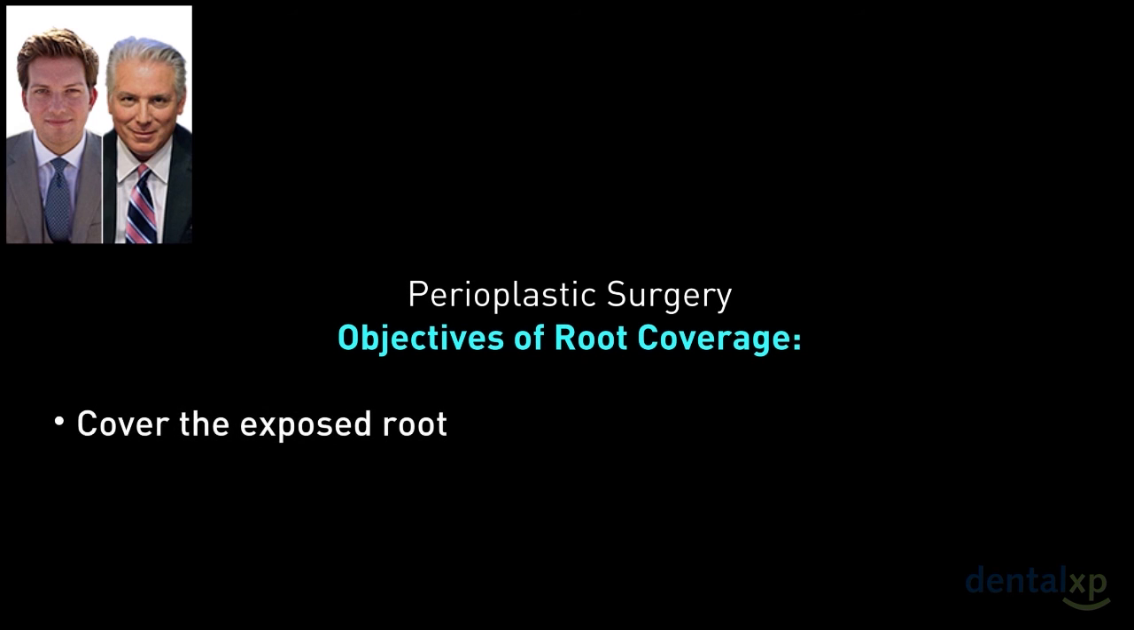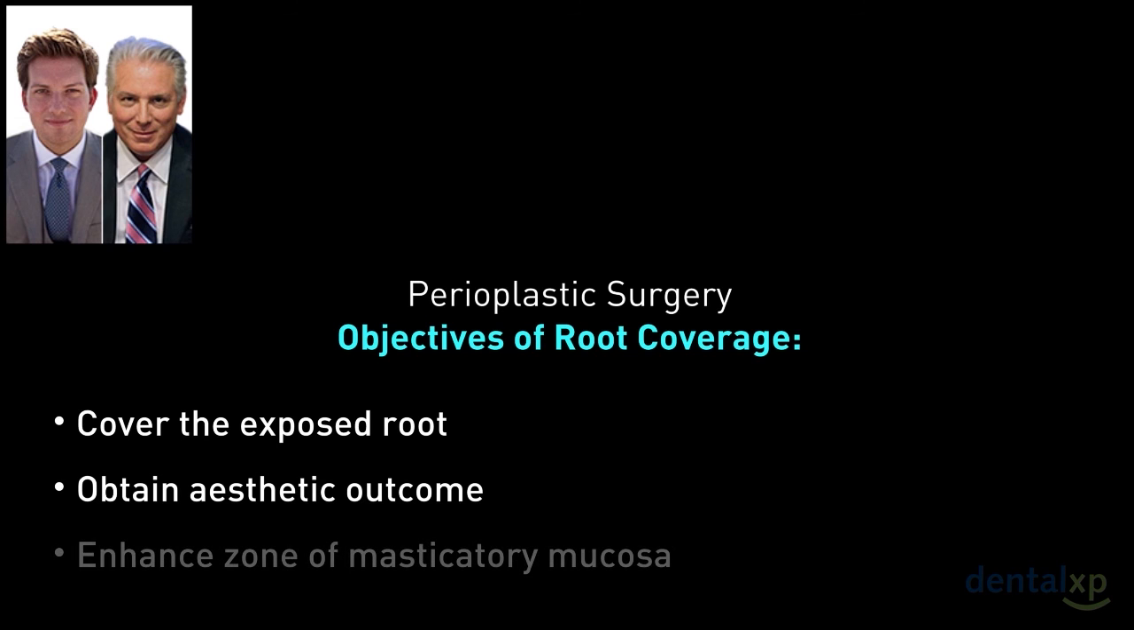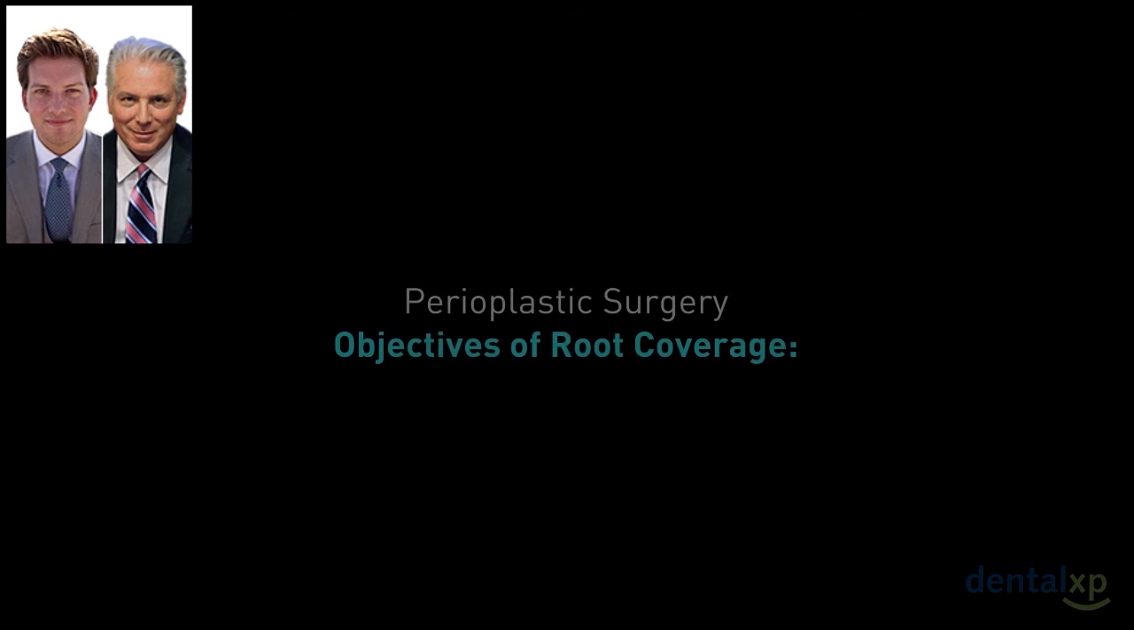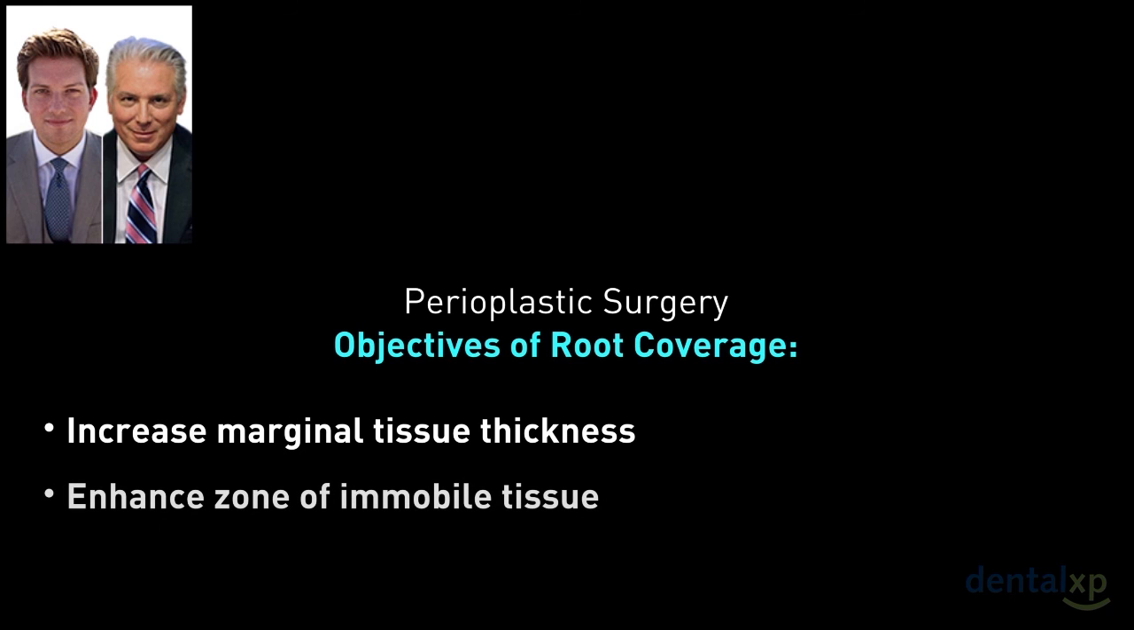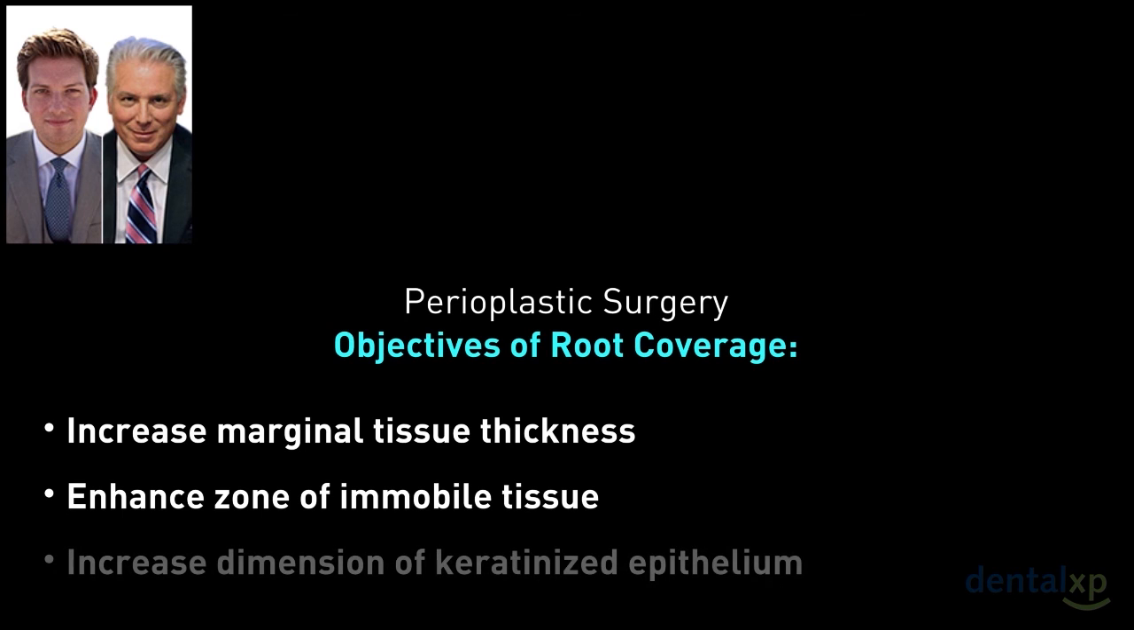So what are the objectives of root coverage? We want to cover the exposed roots, that of course we know. We want to try to obtain aesthetic outcomes for the restorative dentist and the patient, and we would try to enhance the zone of masticatory mucosa. We also need to deal with the inadequate gingival quality problems. We want to increase marginal tissue thickness. We also need to enhance the zone of immobile tissue. We always want to have dense connective tissue surrounding our restorations if possible. And we want to increase the dimension of the keratinized epithelium.